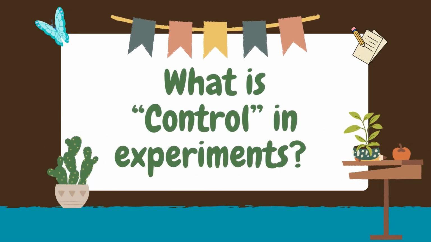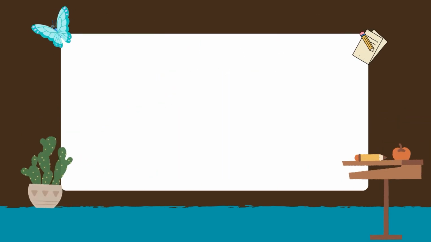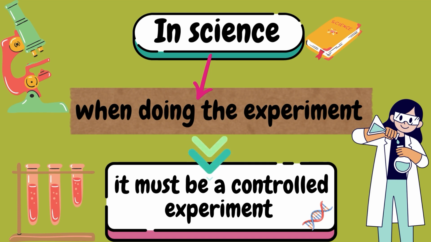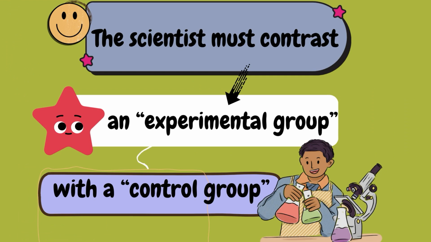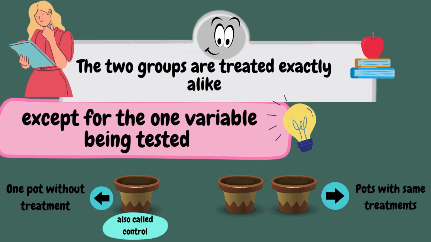Today we will talk about what is control in experiments. In science, when doing an experiment, it must be a controlled experiment. So in a controlled experiment, the scientist must contrast an experimental group with a control group. For that reason, two groups are treated exactly alike, except for the one variable being tested.